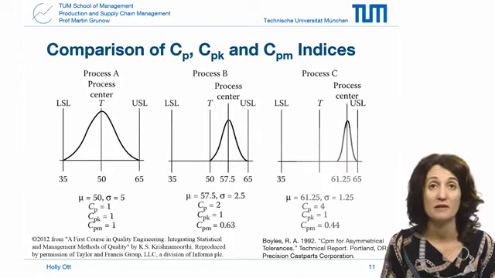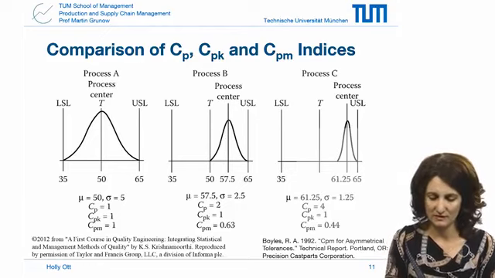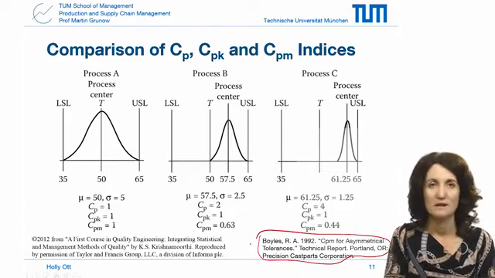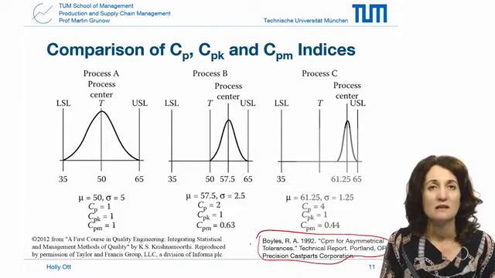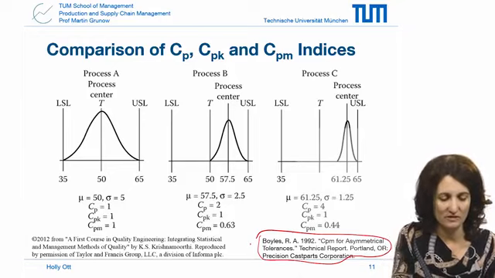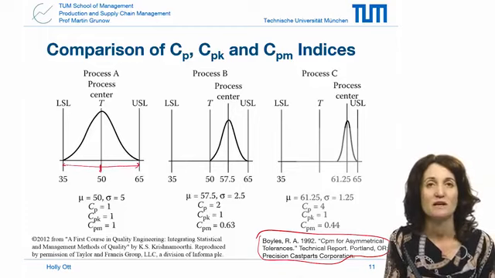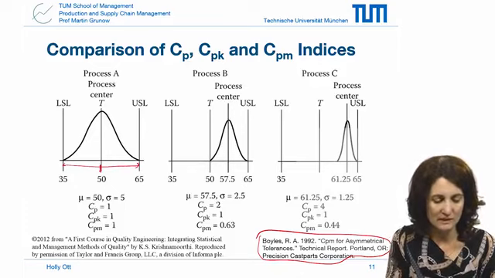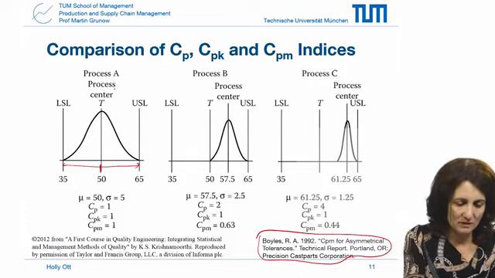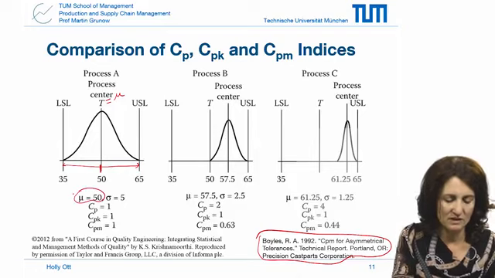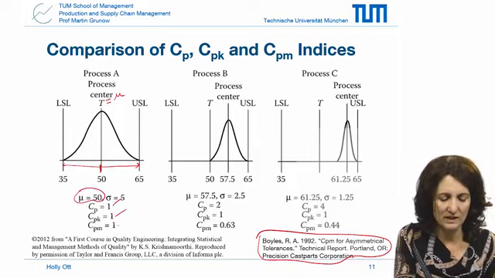So let's compare these. Here's an example, from this reference here. Here we are assuming the two-sided specification with the target at the center of the specification. So LSL, USL with the target right in the center. Now, looking at process A, where the process mean is equal to the target, so target is at 50, the mean is at 50, given a standard deviation there. CP equals CPK equals CPM.